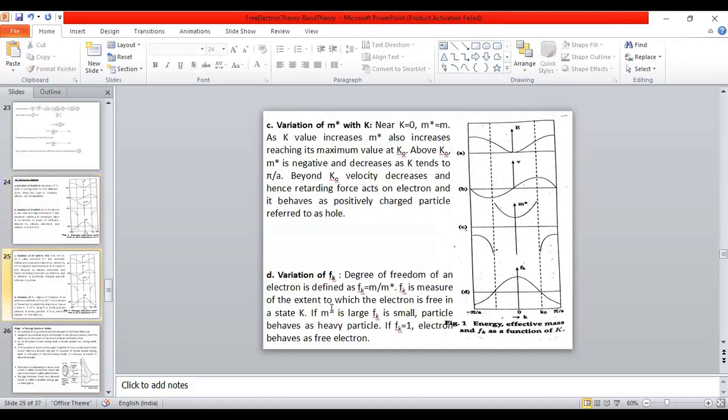This is about the B diagram. And what is the C diagram saying? Near k equal to 0, m star is equal to m. As k value increases, m star also increases, reaching its maximum value at k naught. Above k naught, m star is negative and decreases as k tends to pi by a. Beyond k naught, velocity decreases, and hence a retarding force acts on the electron, which behaves as a positively charged particle, referred to as a hole. So the variation of f(k) is the fourth diagram shown here.